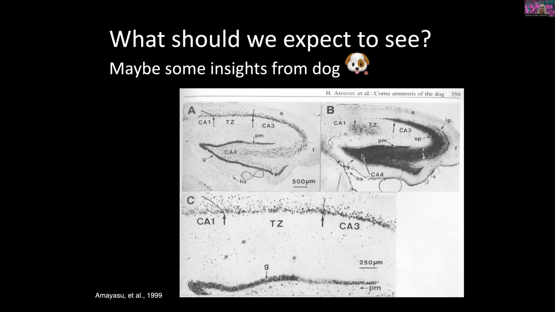We first thought we needed to define CA2, and it wasn't at all obvious where CA2 was in the dog, or in other species like dogs, like cats, like ferrets. In fact, a number of investigators said that there's a CA2 in the dorsal, but not the ventral.